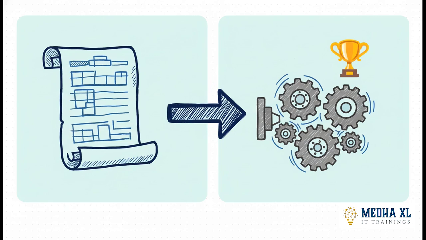JPA is the set of rules, the API. Hibernate is the most famous and widely used tool that actually implements those rules. So when you're using Spring Boot, you're programming against the JPA standard, but the powerhouse engine doing all the heavy lifting under the hood, that's Hibernate.